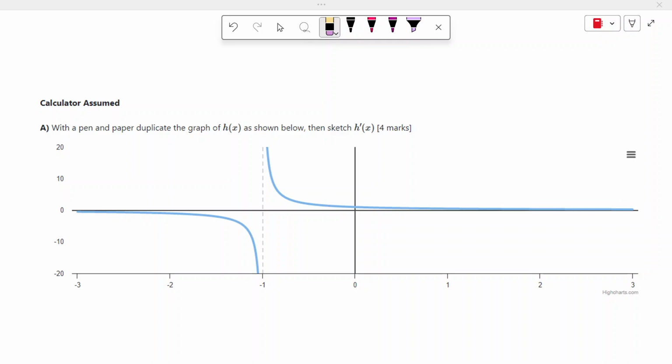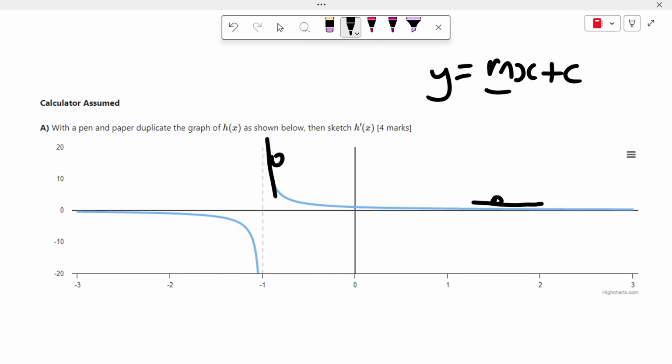Okay, this question is asking us to duplicate graph h(x) and find its derivative. So the derivative is about the gradient. We might have done this before. The m is the gradient. At any point, if we draw a line next to it, that indicates the gradient there.